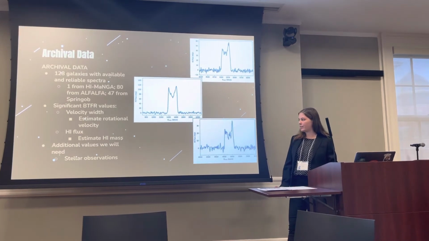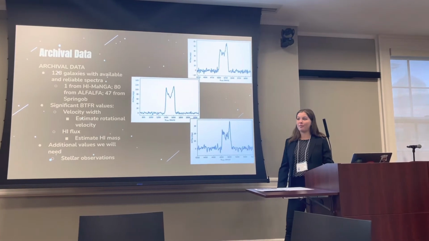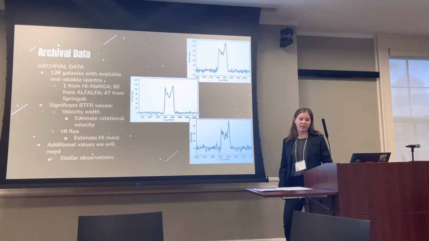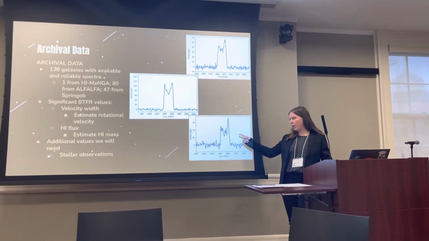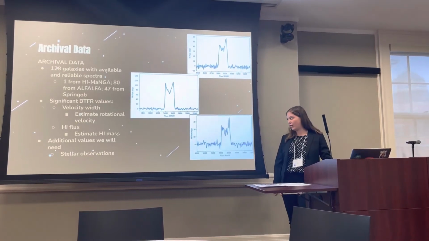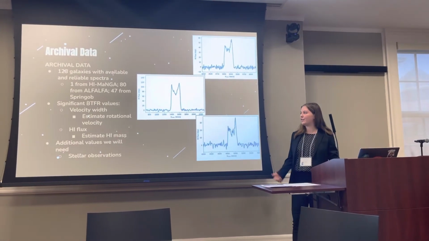What we take from this graph, after determining the H1 flux from the raw data from the telescope itself, is this: we want to measure the distance between what we call the double horn, or these two peaks in the graph, to determine the velocity width. And we already have the H1 flux on these graphs.